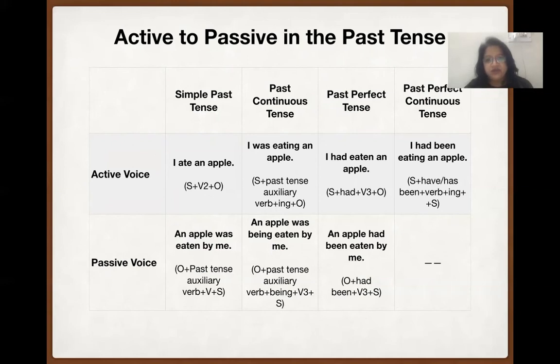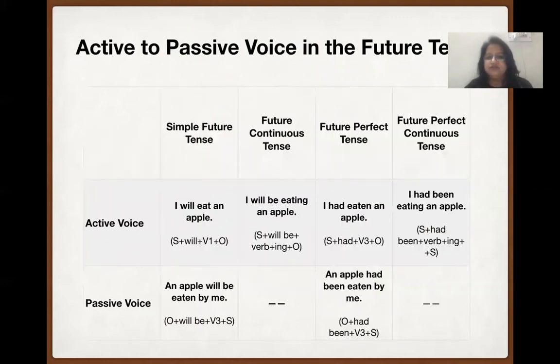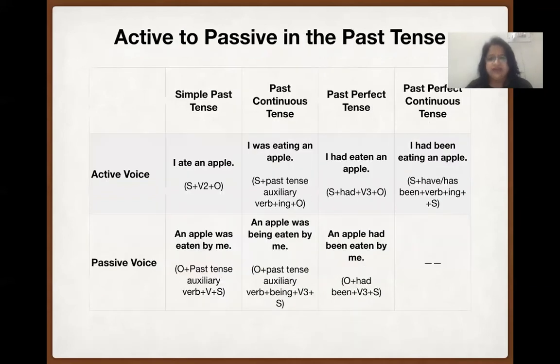You will always score full marks. So we go on to the next slide, which is the future tense. Again, the same things. Let's just go back for a minute. Let me explain a little bit, although I don't have to anymore. But let's just take an example. The active voice in the past continuous tense, the second column: I was eating an apple. What is the sentence structure?